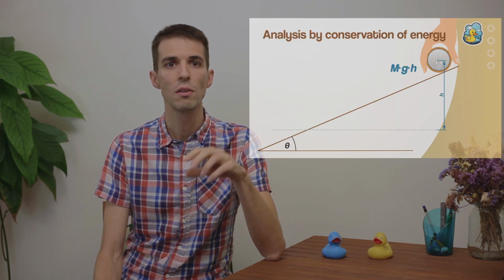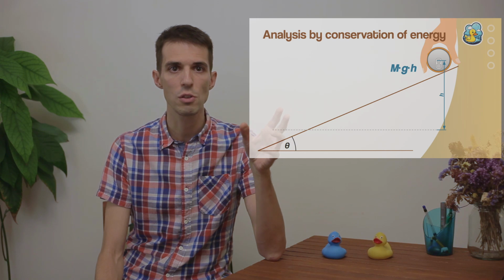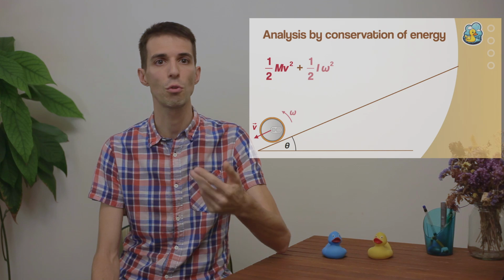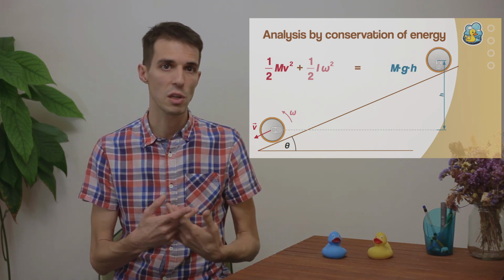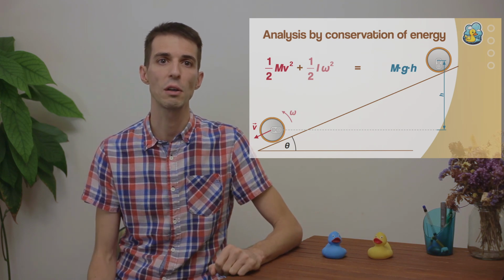Let's now try to find how fast the object is rolling when it reaches the bottom of the slope, the final speed of it. This time, we can use the conservation of energy to find out. We know that at the point of release, all the energy is gravitational potential energy, and at the bottom, it's all kinetic energy, both translational and rotational. The equation we will use is m times g times h equals 1/2 m v squared plus 1/2 I omega squared.